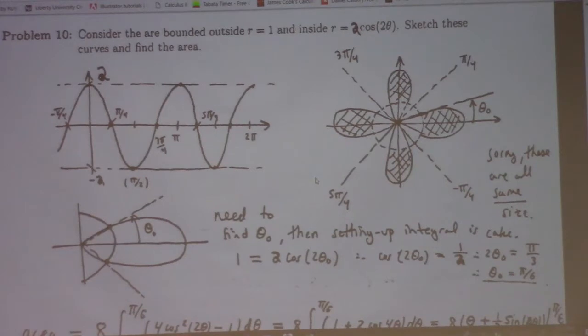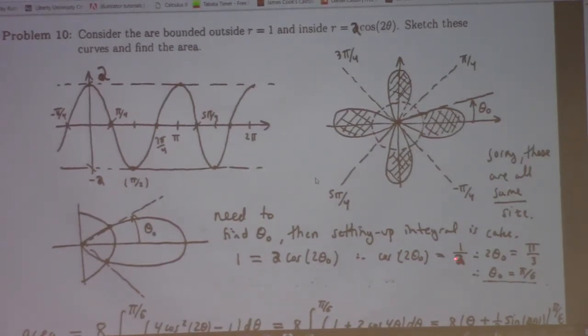Well, by the symmetry of the problem, you can quadruple the one that's close to 0, right? So we'll focus our attention on that one. We've got to figure out what this theta naught is, though, because that's going to matter. It's not pi over 4. It's something less than pi over 4, and it's going to be where cosine of 2 theta is equal to 1/2.